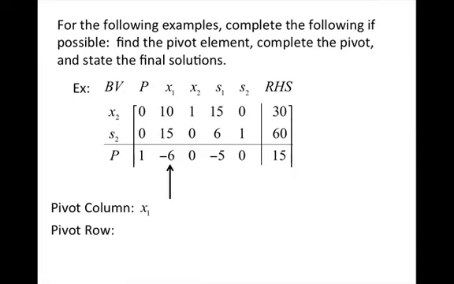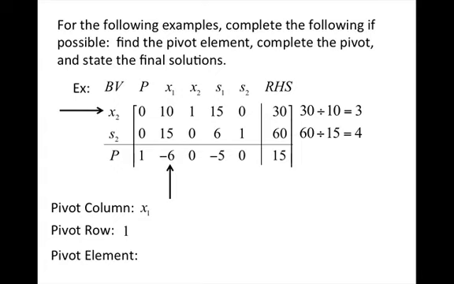Now I want to find my pivot row. To find your pivot row, you divide the right-hand side by the numbers in the pivot column. So in the first row, I have 30 divided by 10 is 3. And in the second row, I have 60 divided by 15 is 4. I picked the smallest non-negative quotient. So the smallest number that's not negative is the 3. So my pivot row is row 1. And then finally for my pivot element, that's the number that's in the pivot row and the pivot column, and that's the 10.